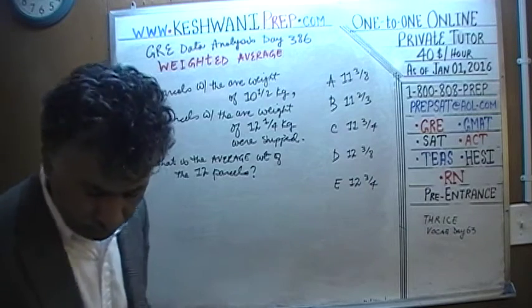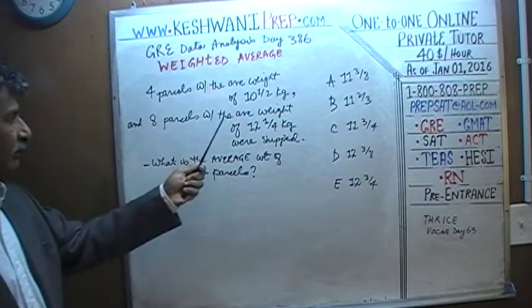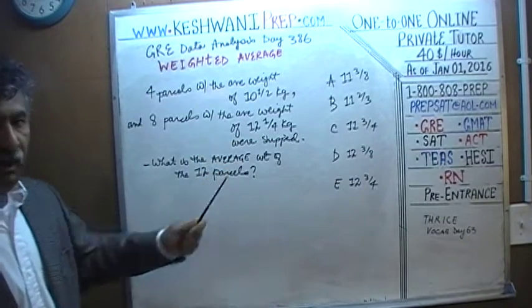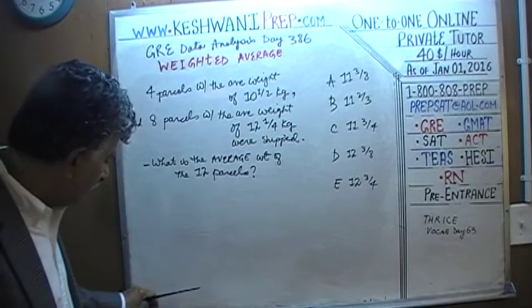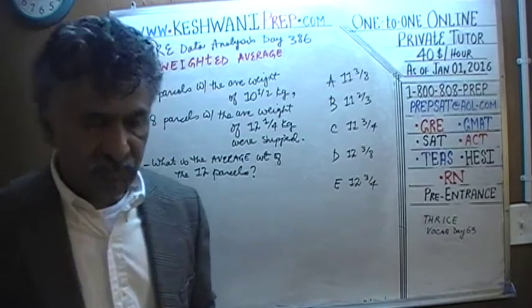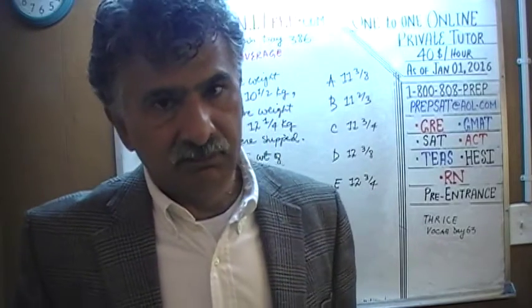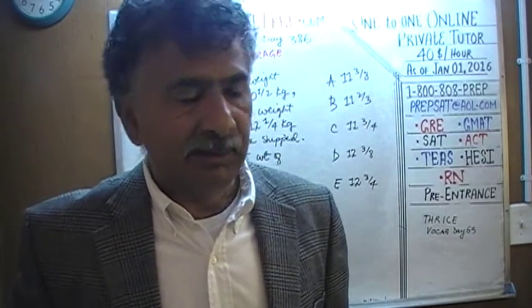Let's do it together, shall we? As you can see, we have to do the weighted average because the weights are different. We have 4 and 8. We cannot simply take the simple average of 10.5 and 12 1/4. But before we begin our work, let's take a brief look at the answer choices to see if there are any insane answers, answers that are simply nonsensical.